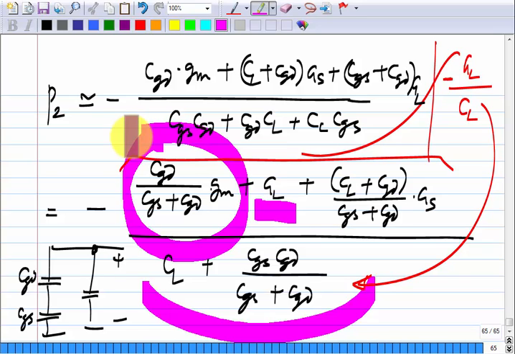Okay, so what is GM? What kind of an element is it? Yes? What is GM? It's a voltage controlled current source. So now, how can you get a conductance using a voltage controlled current source? Is it possible? I give you a voltage controlled current source. I want you to make a resistor out of it. Can you do it? How will you do it? Obviously without using a resistor.